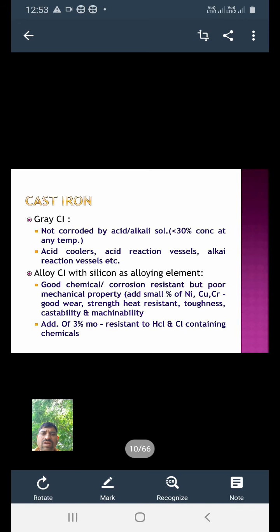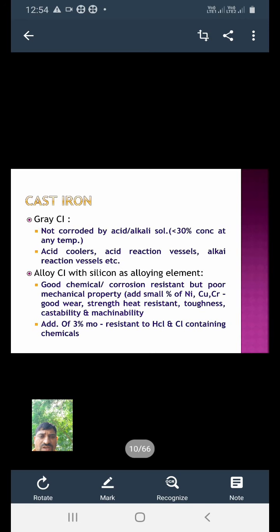Second is alloy cast iron with silicon as the alloying element. This alloying element gives good chemical and corrosion resistance. It is practically unaffected by sulfuric acid. Remember that it is practically unaffected by sulfuric acid, or we can say hydrochloric acid and nitric acid, at all strengths and at all temperatures.